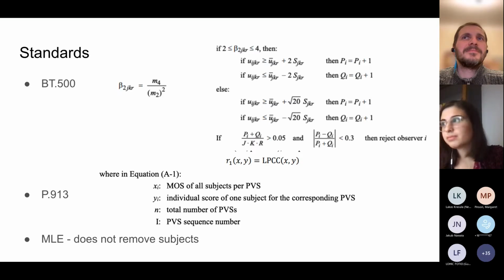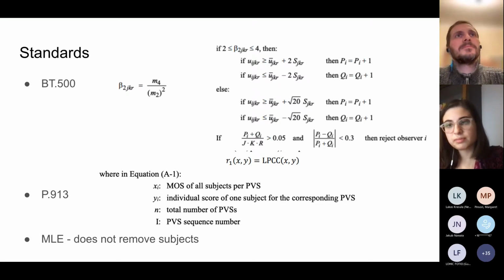There are two criteria in here jointly put together. The first one is that a person is likely to be an outlier in the subjective study if the mean absolute difference with respect to the consensus of the whole group is large. So, for example, if the overall MOS is 3 and the user scores 5 all the time, and has a similar bias for many items, then it's likely to be an outlier.